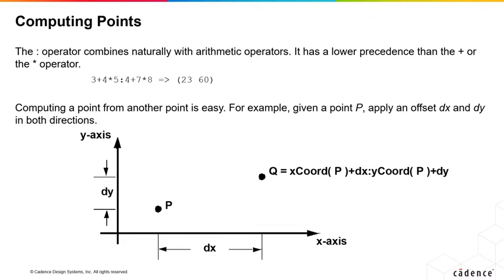Knowing that, and also combining the fact that we can use the xCoord and yCoord functions to extract particular coordinates, we can also compute a point from another point. So here we're going to compute the point Q as equal to xCoord of P plus some delta x colon yCoord of P plus some delta y. So you can see here we're taking P and we're locating Q by adding an x and a y to it to get the new values of Q.